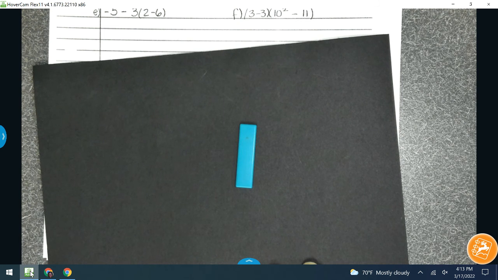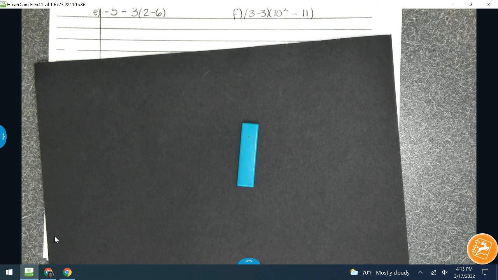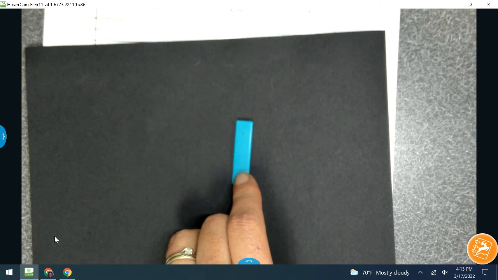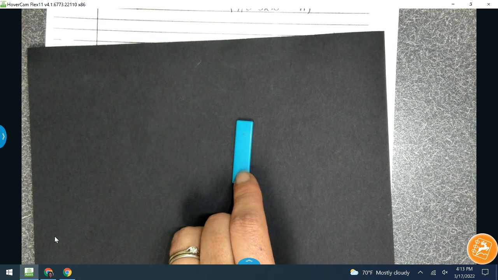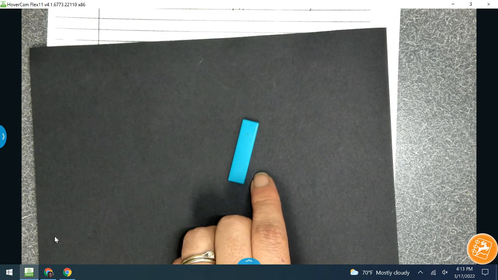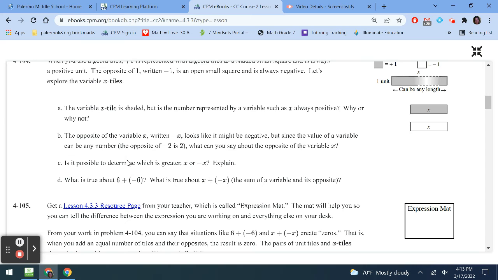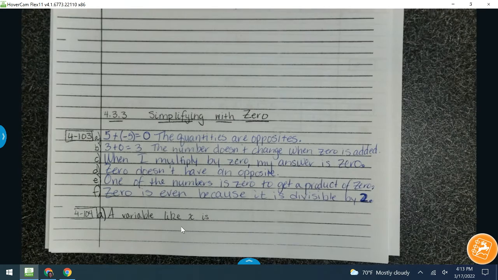So can x be equal to 3? Sure. Can x be equal to -3? Yes. So does this always have to be equal to a positive number or a positive value? No. The whole idea of a variable is that it can be any number. And so that's what we're going to write right here. Oh, fiddlesticks, that's not the right one. Here we go. Forgot. So right here.